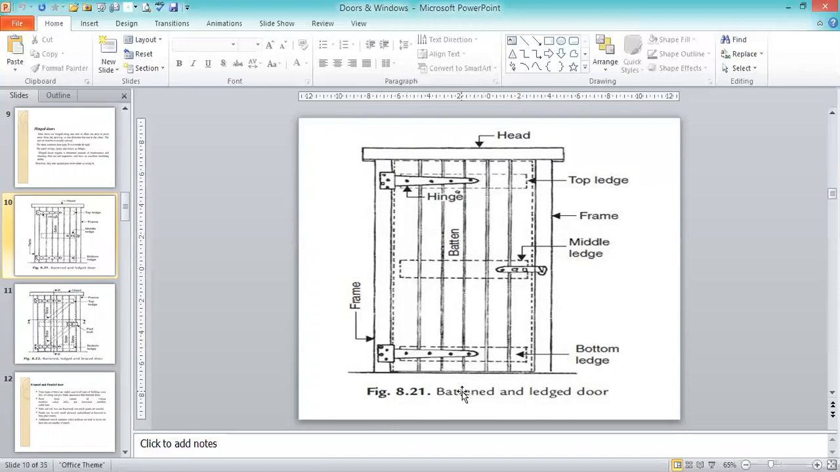Battens are called vertical members, and ledges are called horizontal members. Ledges are horizontal members, battens are vertical members. That's why it is called a batten and ledge door.